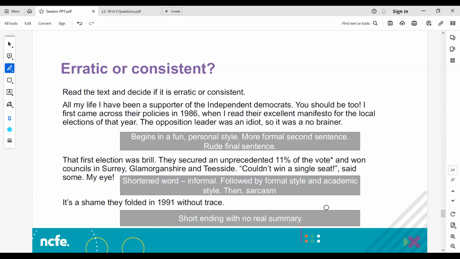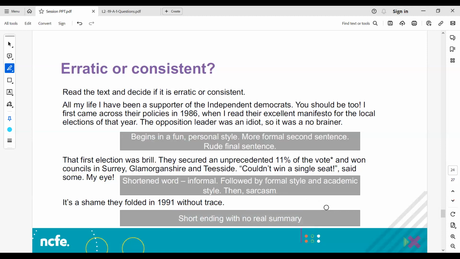So it begins with a fun personal style, and it has got a formal sentence then. I first came across their policies in 1986 when I read their excellent manifesto. So that's quite formal in tone.